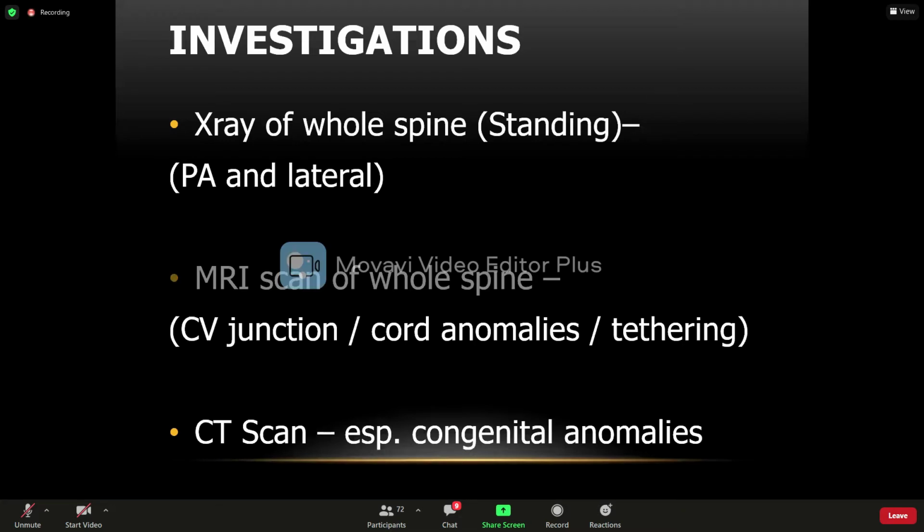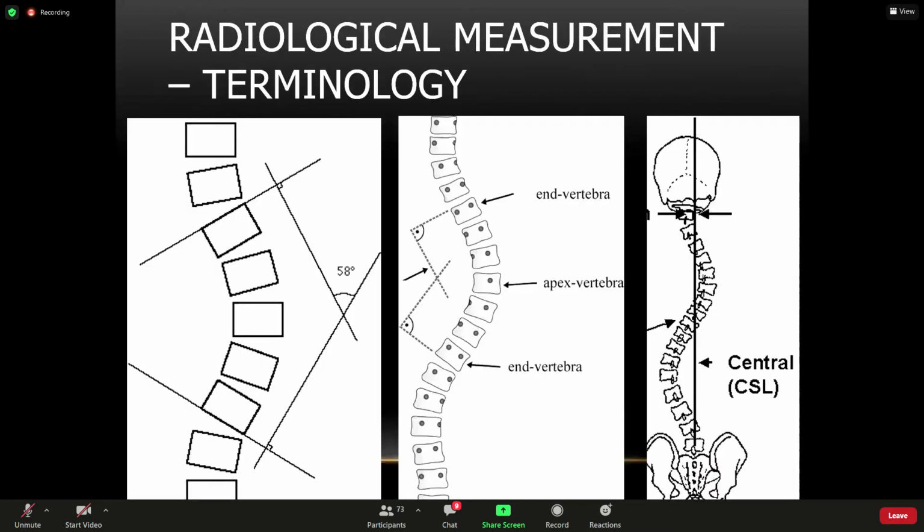Patients with congenital anomalies or congenital scoliosis may benefit from a CT scan also. So these are the things that we do: X-ray, MRI, and CT scan. There are some terminologies in scoliosis.